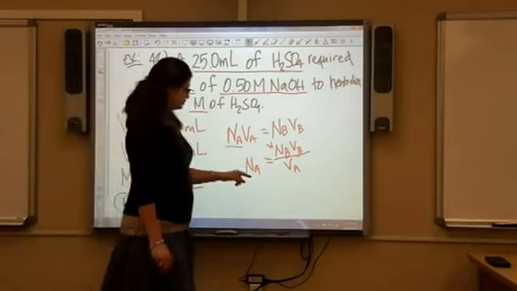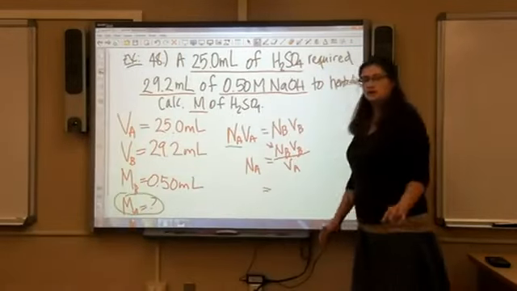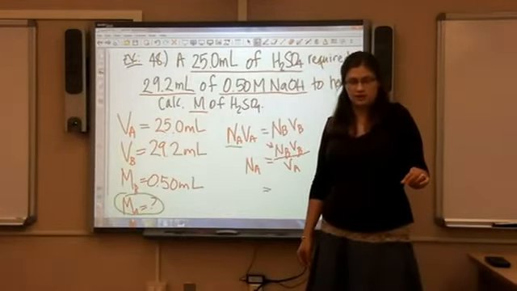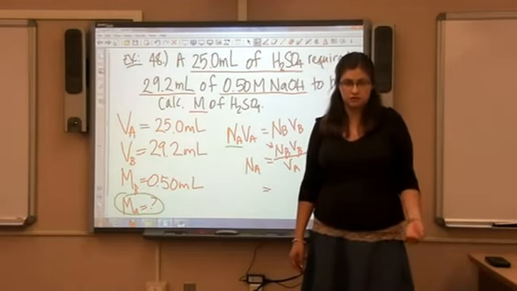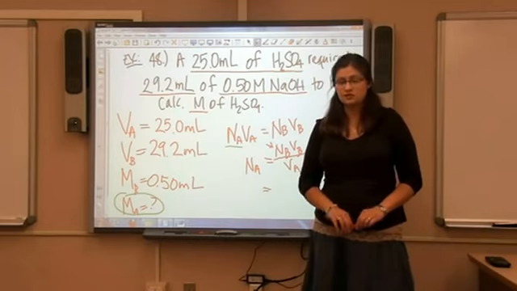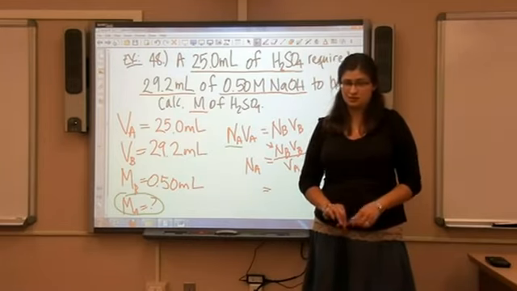Now we can go back and put that into our formula. Yes, that number is numerically the same as molarity, but you have to make sure that you're going through the process. Because if you don't do it this time, you might not do it the next time when your number isn't the same.